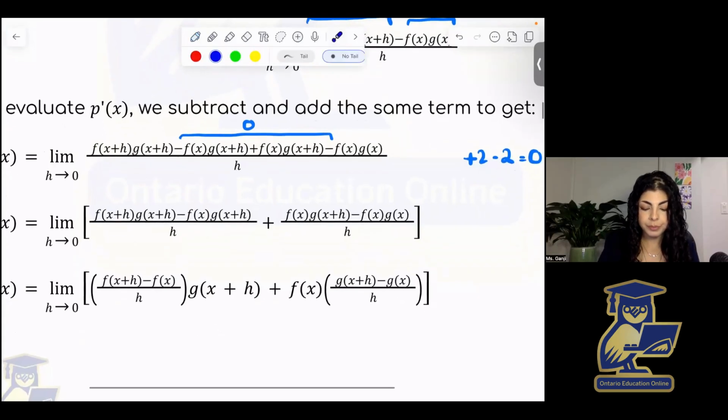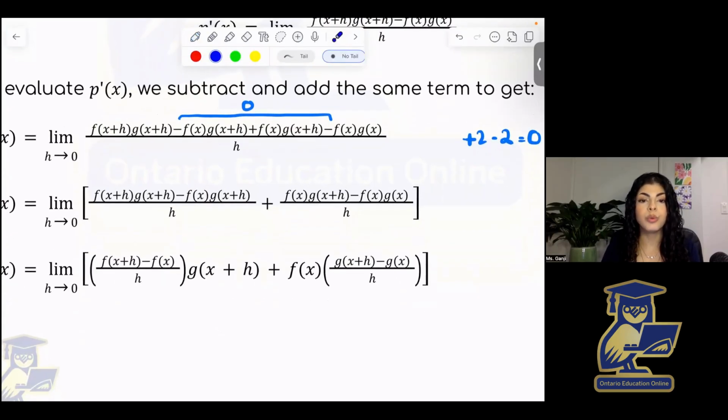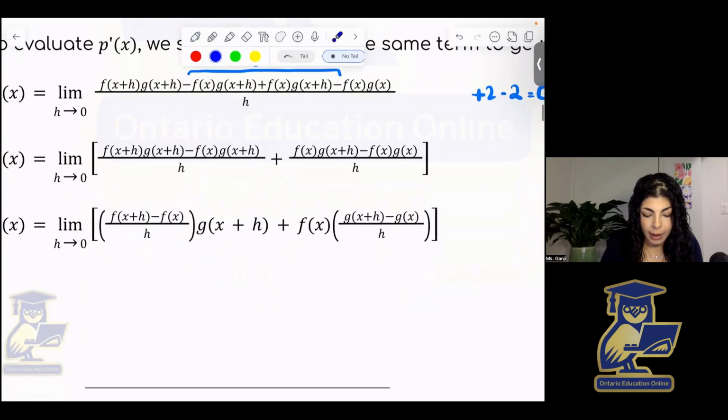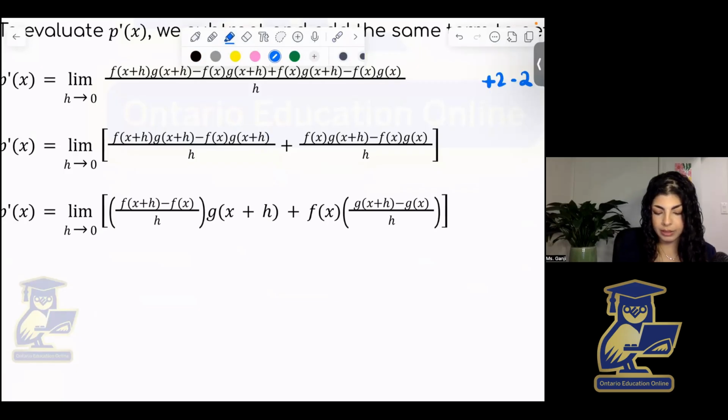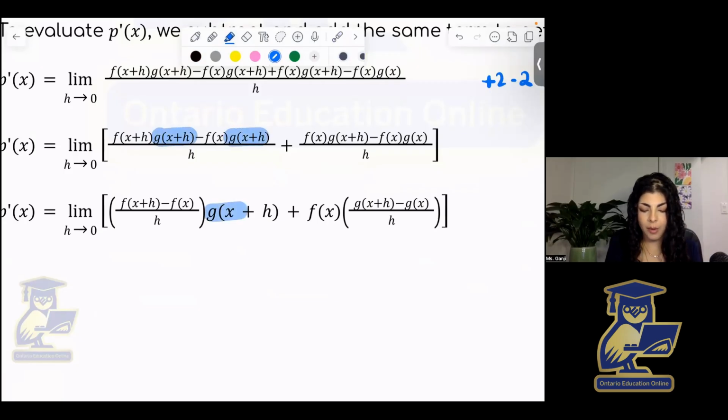But now, I'm going to split this into two fractions. So in the first part, I'm going to have f of x plus h, g of x plus h, and the subtraction piece. And in the second part, I have f of x times g of x plus h, and the last term, I'm just keeping it the same. But now, I have a g of x plus h in common in both of these, and I can factor that out. And in this one, I have an f of x in common that I'm going to factor out.